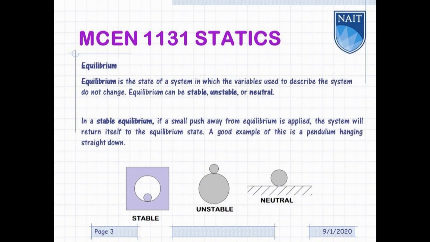Equilibrium is the state of a system in which the variables used to describe the system do not change. Equilibrium can be stable, unstable, or neutral. In a stable equilibrium, if a small push away from equilibrium is applied, the system will return itself to the equilibrium state. A good example of this is a pendulum hanging straight down.